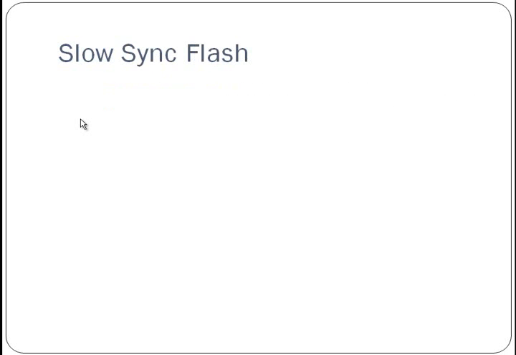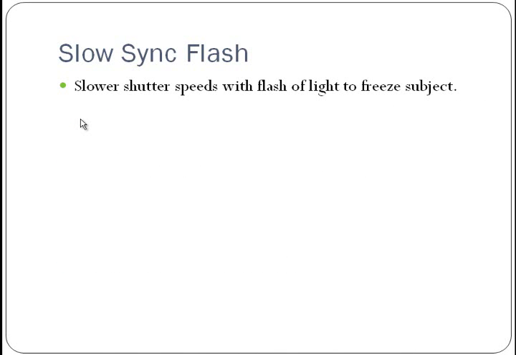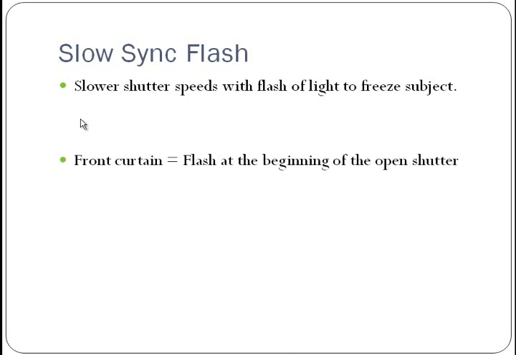I know you've seen these photos on the internet, where the cars have these streaks of lights coming out from underneath them. Slow sync flash, where actually I practiced and I have this on my camera, so I will be doing a video lesson of this. But a slower shutter speed with flash of light to freeze the subject. So this is using your flash with slow shutter speeds.